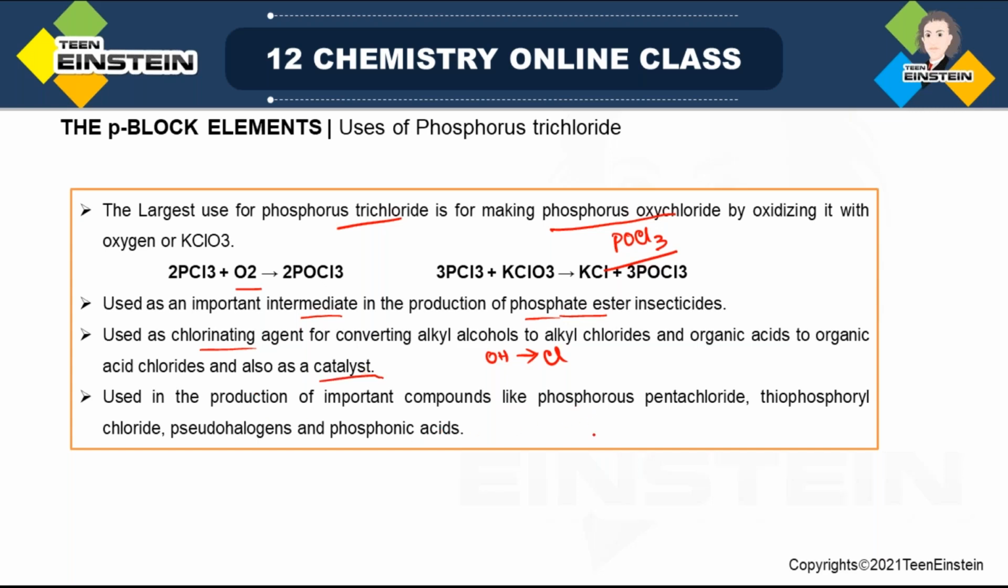It is used in the production of phosphorus pentachloride, that we are going to see in the next slide, that is PCl5. Then also thiophosphoryl chloride, pseudohalogen, and phosphonic acid. So these are some phosphorus related compounds for the production of which we can use as starting material phosphorus trichloride, that is PCl3.